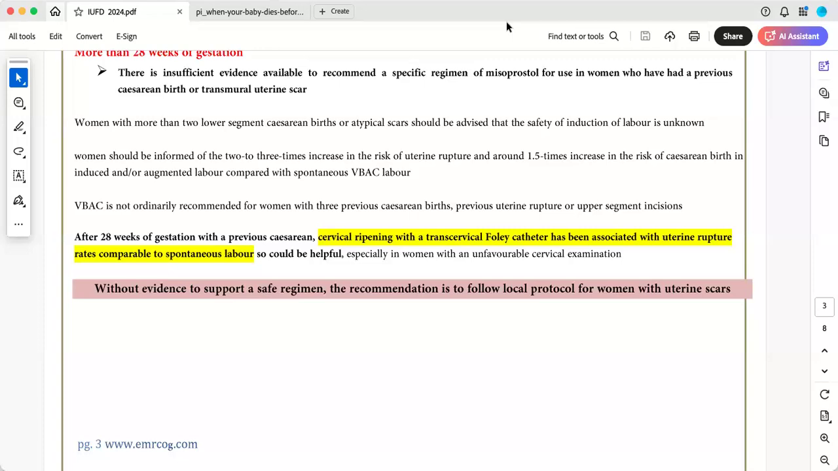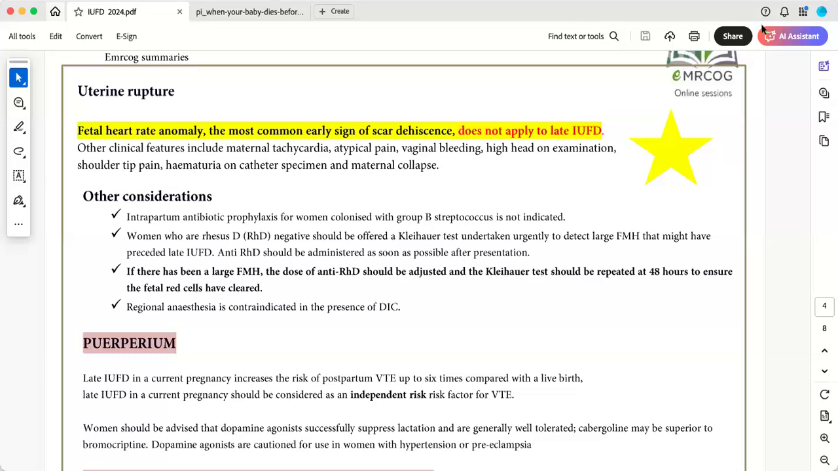So what about the use of oxytocin? Is it okay to use oxytocin while you are augmenting labor or inducing labor for a case of IUFD and she had a scar? Would that be okay? Yes or no, or it depends? What do you think?